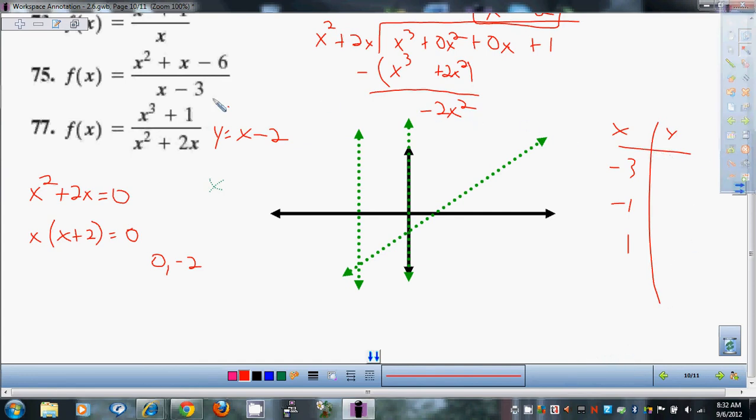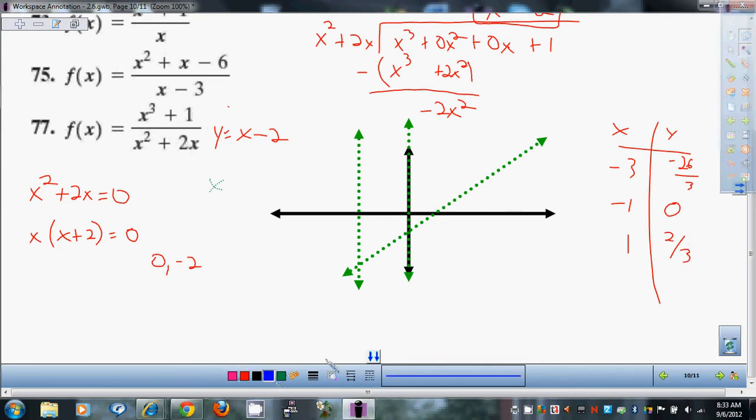If I punch in negative 3 into my function, let's see, it's going to give me negative 27 plus 1 is negative 26, over 9 minus 6, which is 3. So that's a negative number, right? So I come over to my graph. Well, I'll find them all first. Plug in negative 1. You get 0 over anything is 0, so I can just put 0. Plug in positive 1. 2 over 3.